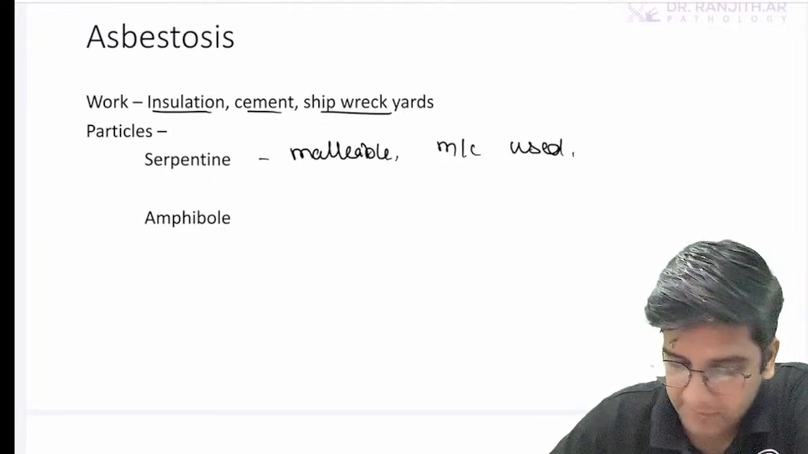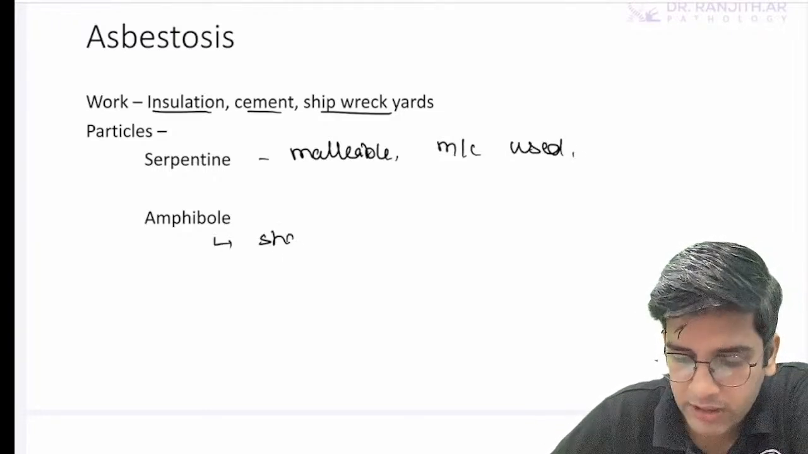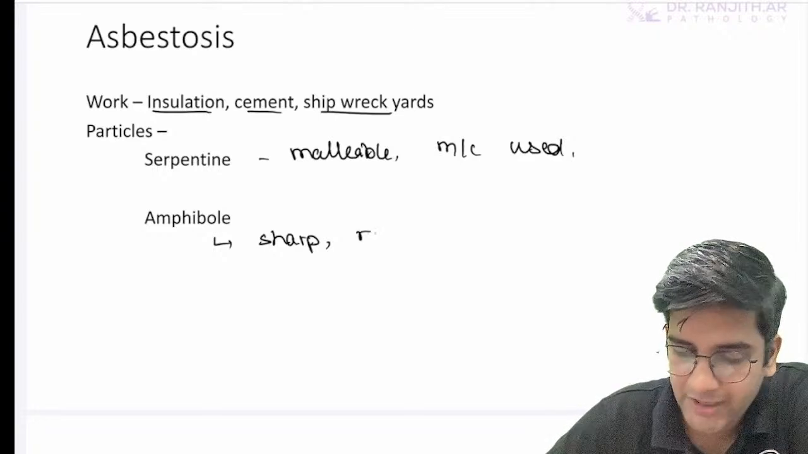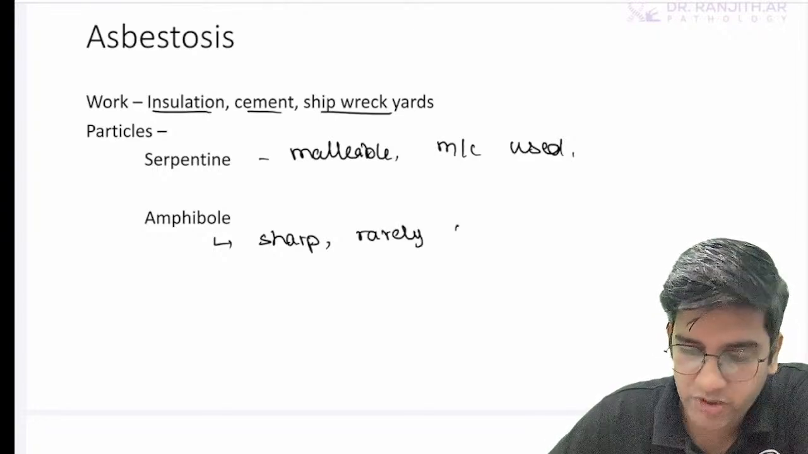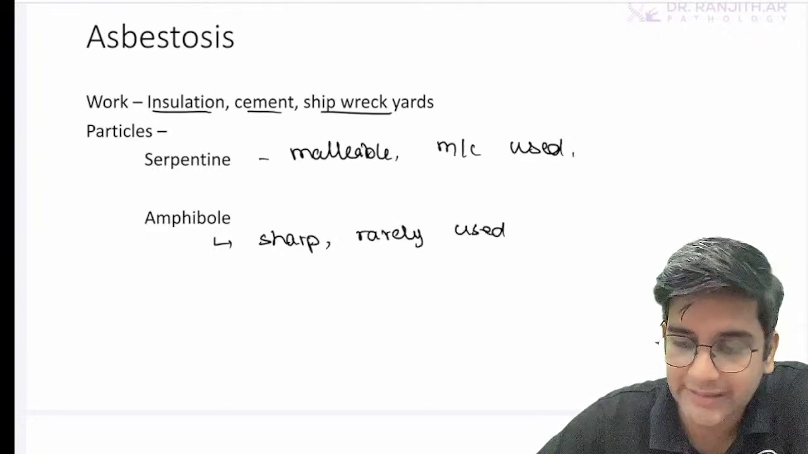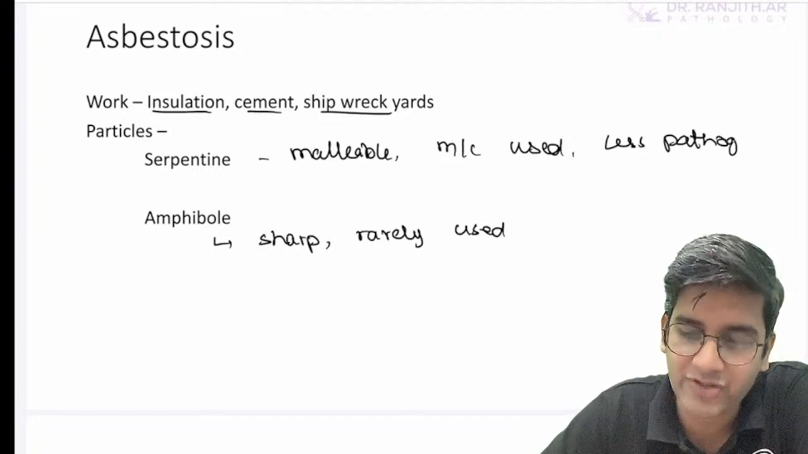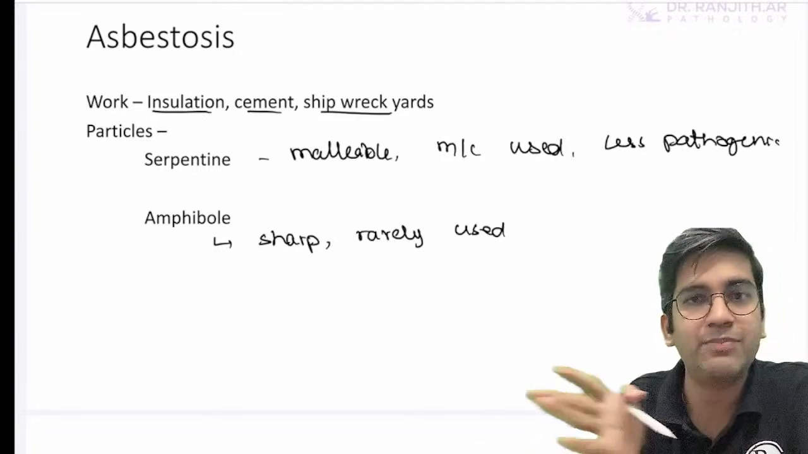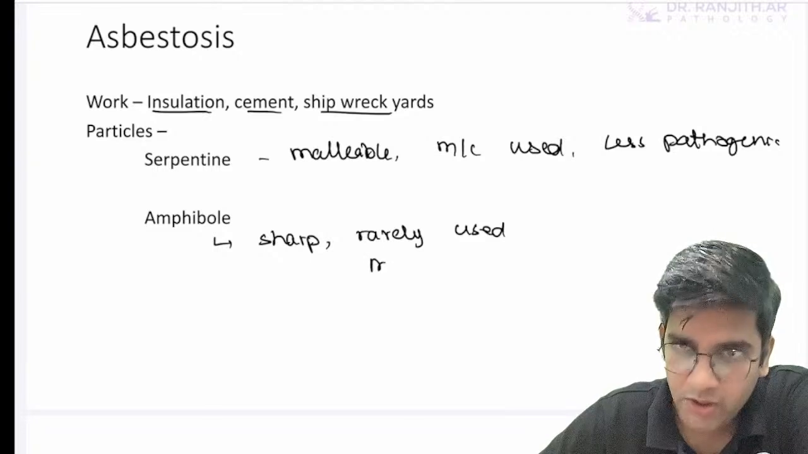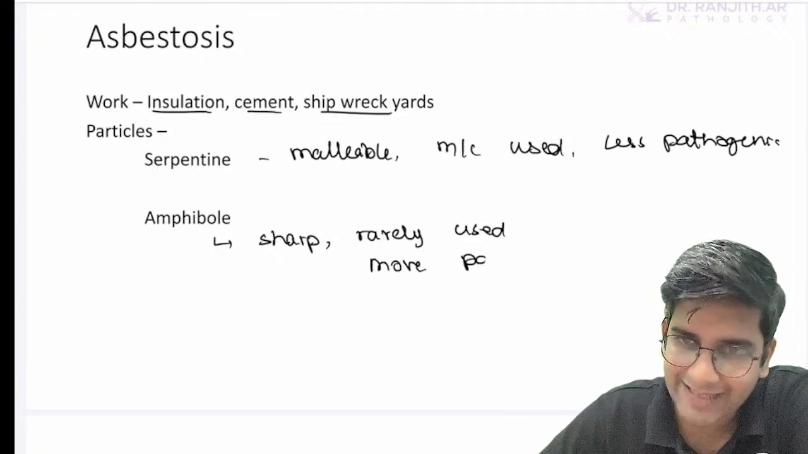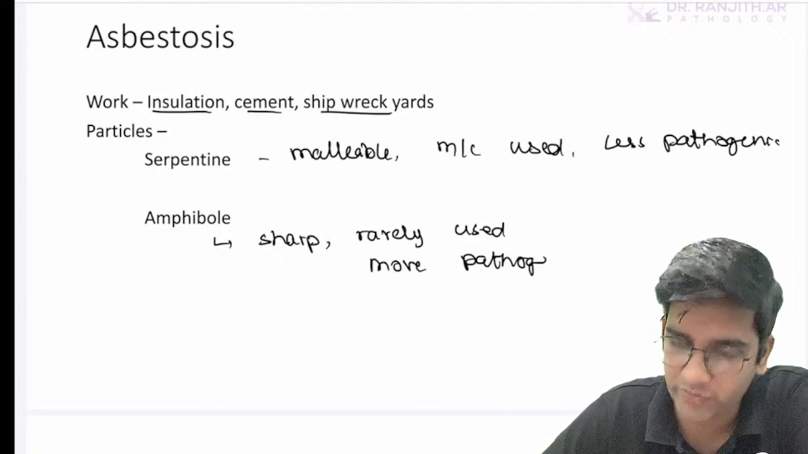Less pathogenic or more pathogenic? Amphibole are sharp fibers, rarely used. Less pathogenic or more pathogenic? Perfect. Less pathogenic. It's good for us. It's less pathogenic because they can easily escape the lung parenchyma, right? These are more pathogenic fibers and they are rarely used. Again, that is very, very good for us, right?